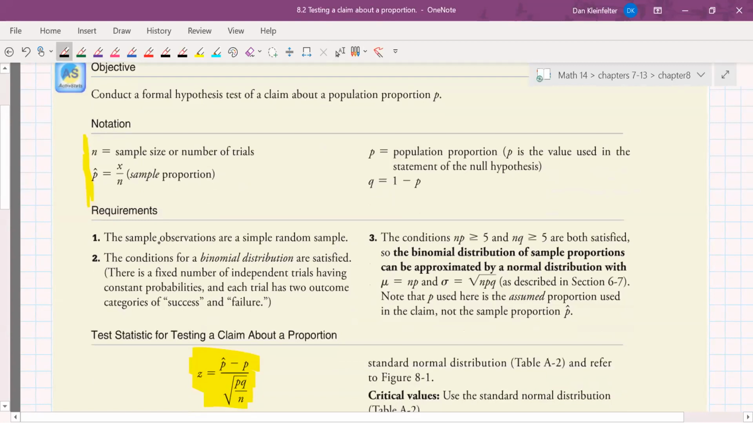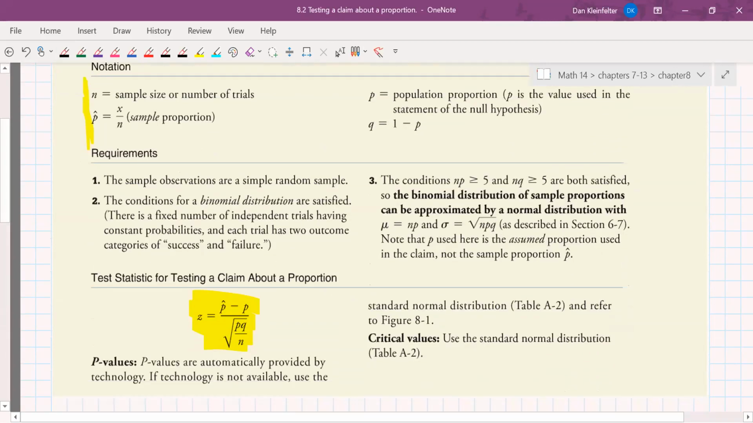Requirements: the sample observations are a simple random sample. The requirements for a binomial distribution are satisfied because it's basically a binomial kind of experiment, because everything either is or is not part of the collection that we're interested in. Okay, so you can read through that.